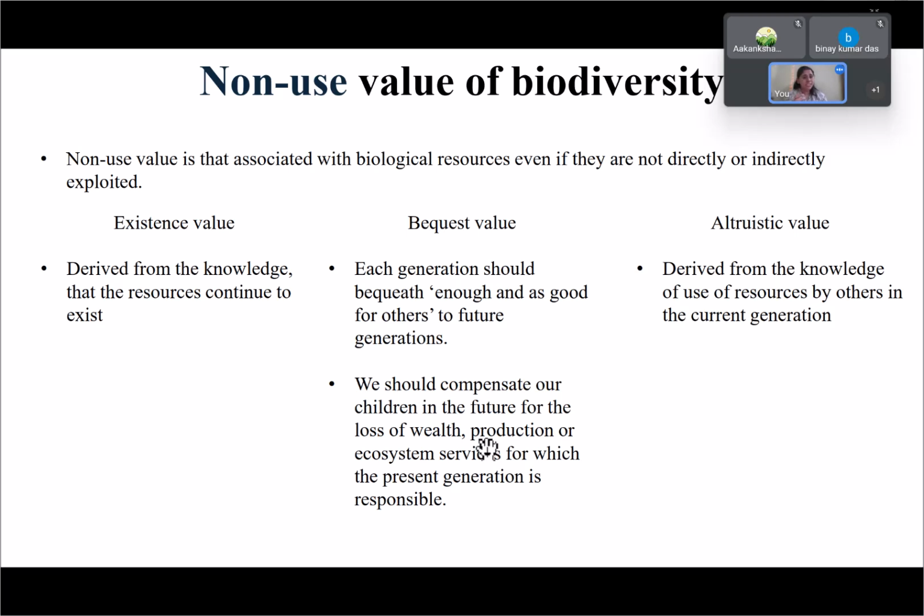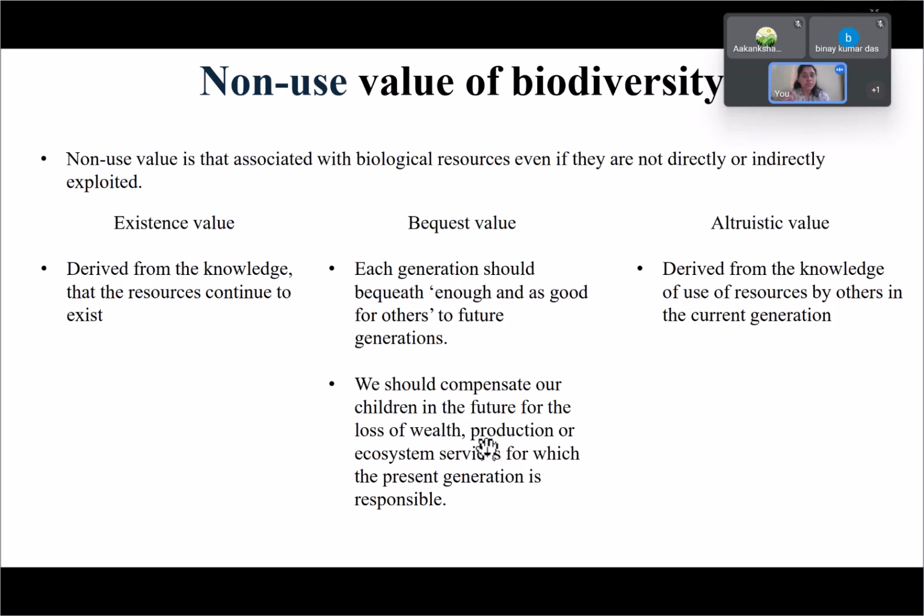So bequest is also keeping your resources for the future generation, but here you are not using it and you are keeping it for the future generation. In option value, you are using it, but now you want to keep it for the future generation so that they can use it. Bequest doesn't say that they have to use it. Bequest is upon you as a generation. I, as my moral duty, should keep them for the next generation. So that's the bequest value.